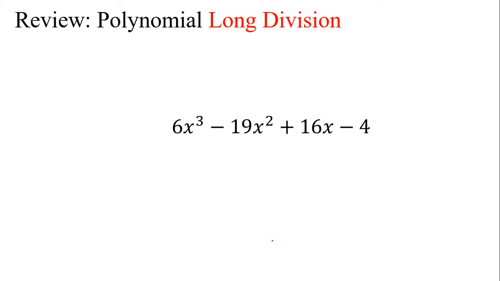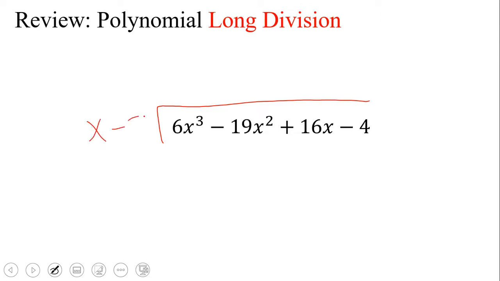So 6x cubed minus 19x squared plus 16x minus 4 is going to go under the division sign. Then you're going to put x minus 2 on the outside. When you do polynomial long division, you're always trying to do first into first. So x into 6x cubed. Even though you're trying to see how many times x goes into 6x cubed, a better question to think about is x times what would give you 6x cubed? And hopefully it makes sense that that would be 6x squared, which you're going to write up at the top.